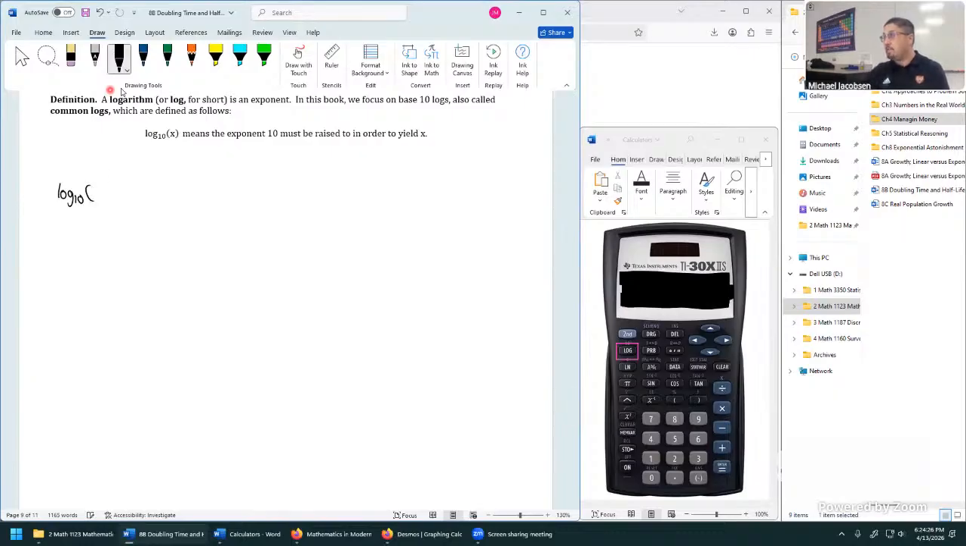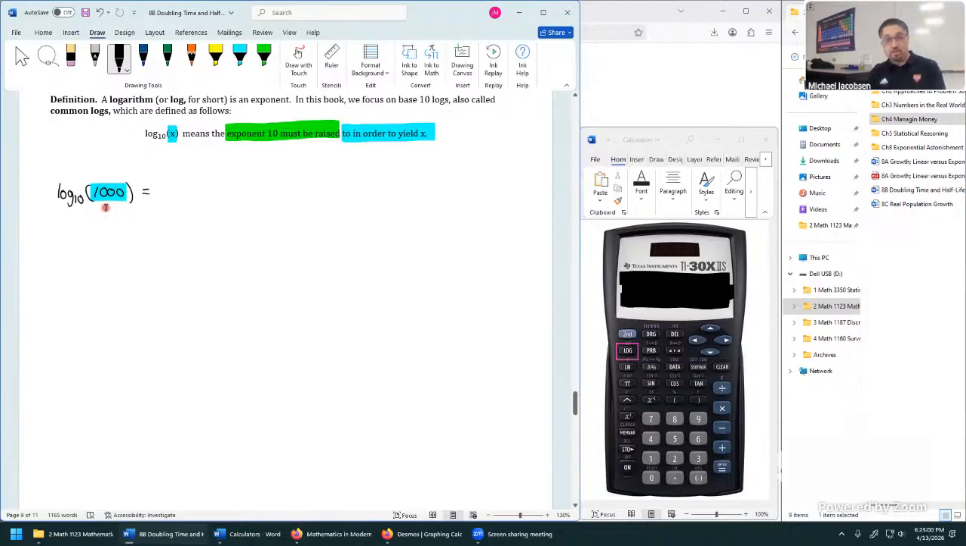Log base 10 is the exponent that 10 must be raised to in order to yield X. Let's suppose we put 1,000 in there. So we have the exponent 10 must be raised to in order to yield X. In this problem, the X is 1,000. The 1,000 is kind of a nice number in a certain sense. It's just a power of the base 10 itself.